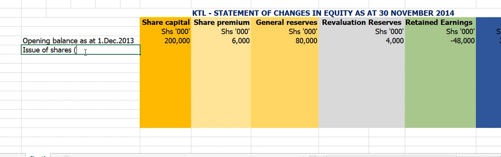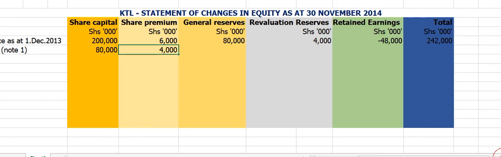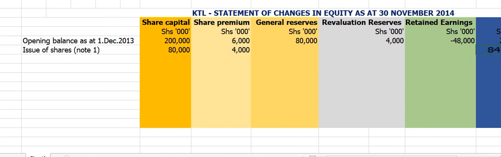Issue of shares. Look at note 1. Share capital has increased by 80 millions. Then our share premium has increased by 4 millions. Total, that is 84. Simple. 84 millions.